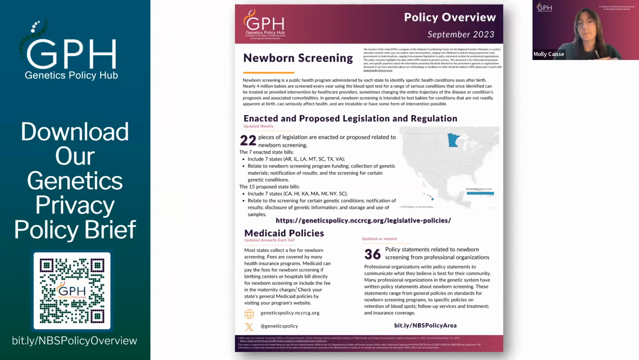So in the Genetics Policy Hub, we've also created a policy brief to give you an overview of newborn screening policy. So this is really a snapshot of newborn screening policy that lists information about enacted and proposed legislation and regulation, Medicaid policies, and policy statements. So again, I would really encourage anyone, if you're interested, to go into the Genetics Policy Hub website and download this overview if you want to learn more, and to explore the other tools and resources that were shared today, like the policy area pages and all that legislation that's being tracked.